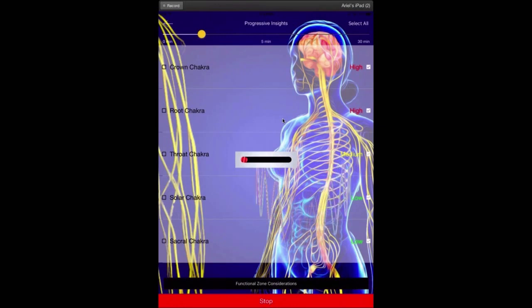So that's your fun exercise for the day. Balance your chakras and see the results that you get. 5 minutes a day is all that you need.